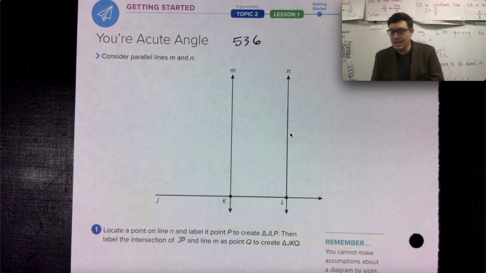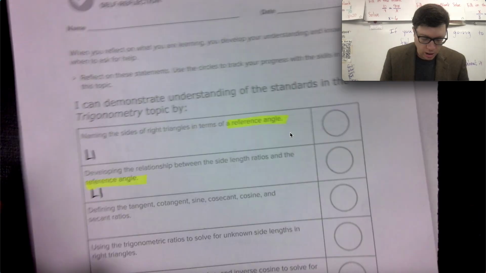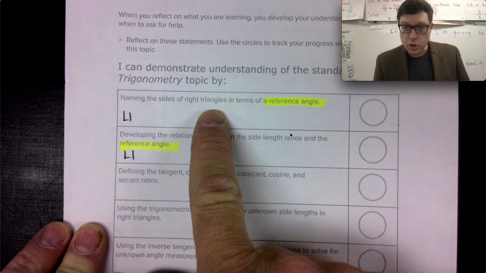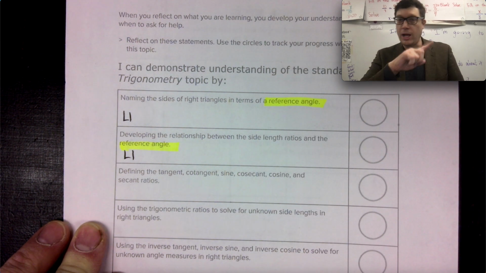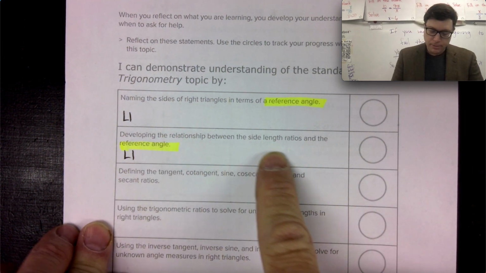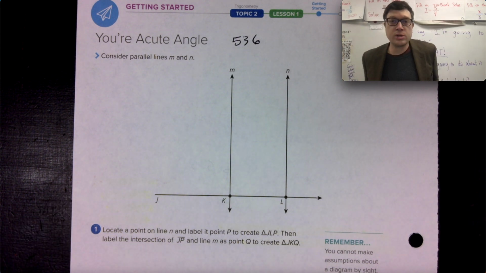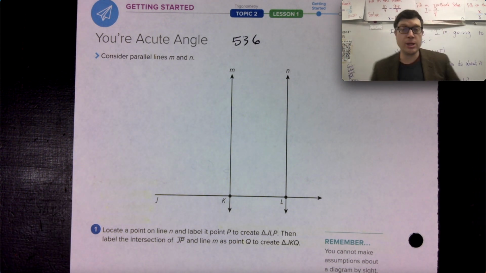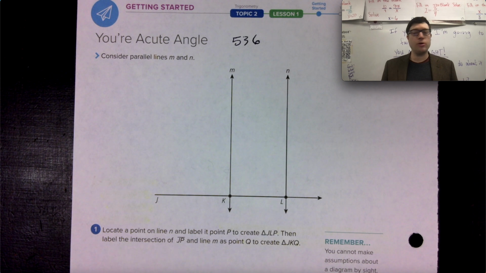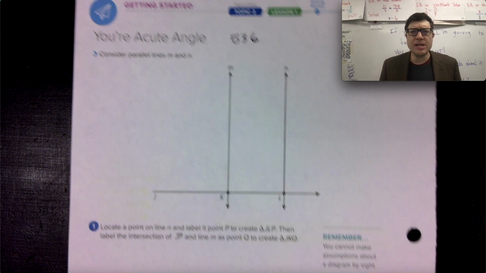Okay, this lesson is going to focus on naming the sides of right triangles in terms of a reference angle and developing the relationship between the side length ratios and the reference angle. So by the time we're done with all of our lesson 1 content, you should be an expert at those 2 things and getting ready for the further I can statements along the way. Let's get into the getting started.